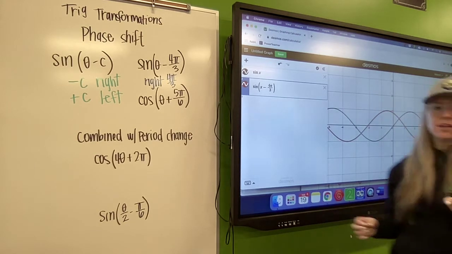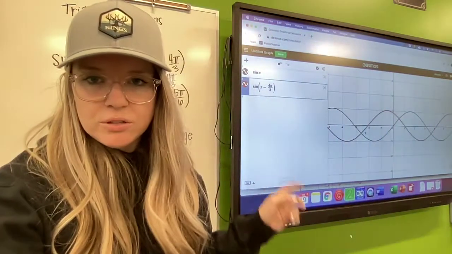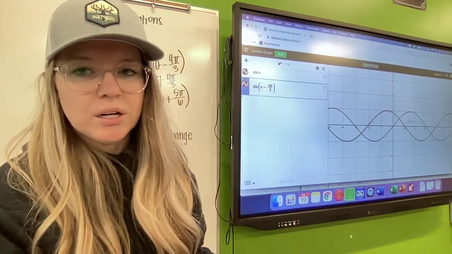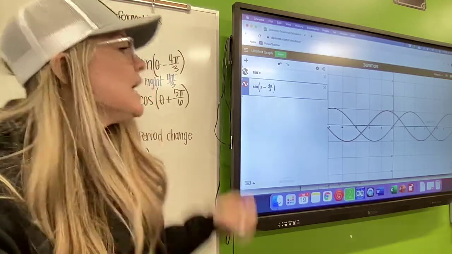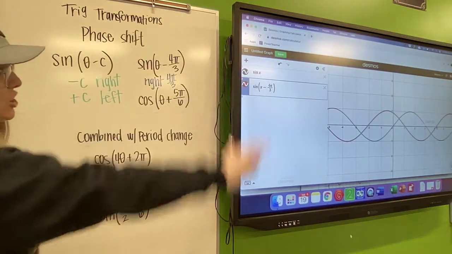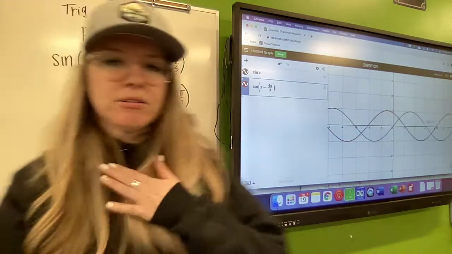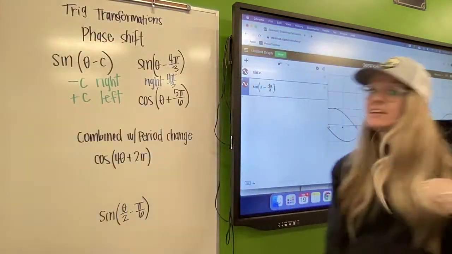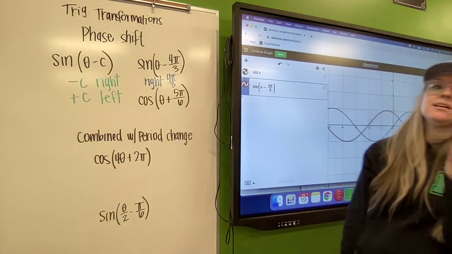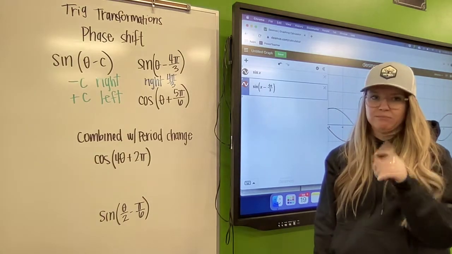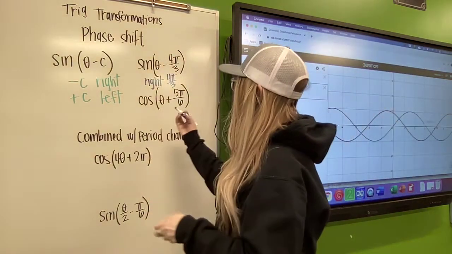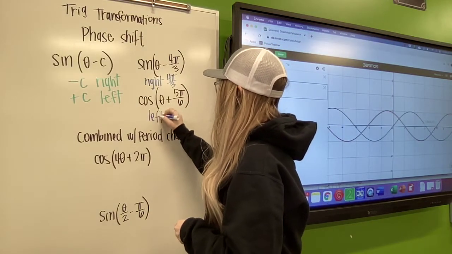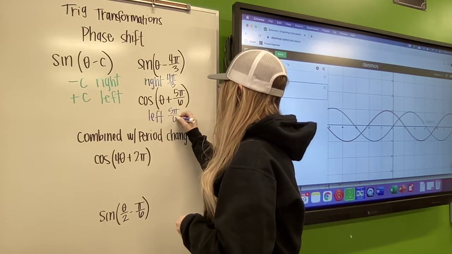If I were to click on that node, not that you could really see it from your computer, we're gonna see that 4 pi over 3 right here. It's a big move, so we see it shift pretty significantly. That was my bad for a second. We definitely moved to the right because of the minus 4 pi over 3. Sorry about that. With the cosine here, we're gonna be moving to the left, 5 pi over 6.